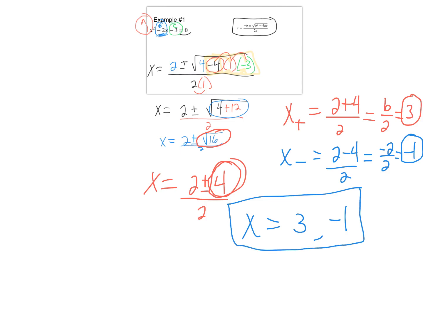Okay, so that's pretty simple. Again, when you get a nice number where the radical was, you have to give me the double solution set, the positive and negative. Okay, so let's go to the next one.